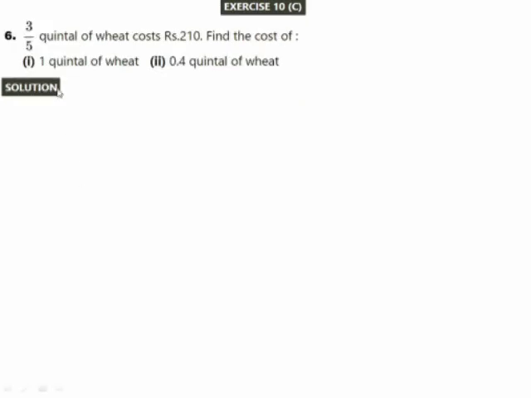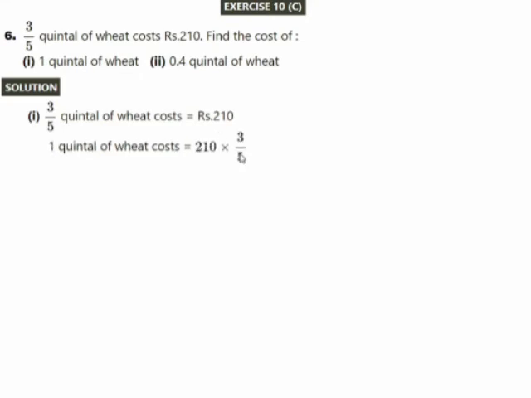Let's see this question. The question says 3 by 5 quintal of wheat cost rupees 210. Find the cost of 1 quintal of wheat. So it is given that 3 by 5 quintal of wheat costs this much. Now you are asked to find 1 quintal. So if you want to write only 1 here, this 5 should go to the numerator and 3 goes to the denominator. So 5 goes up. I'm sorry, this is not 3 by 5, this is 5 by 3.